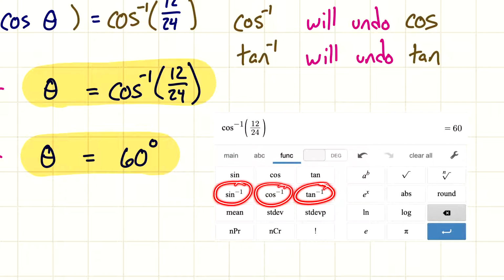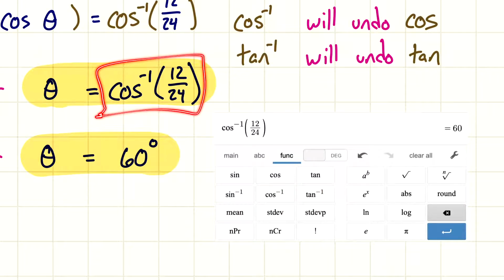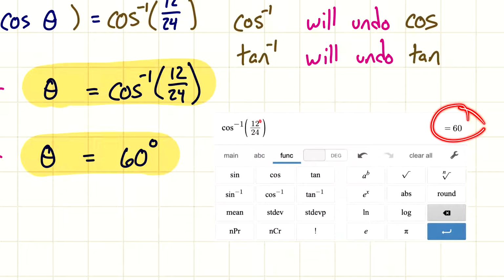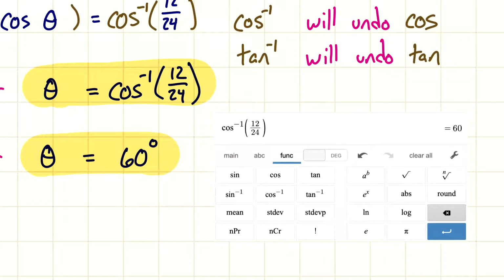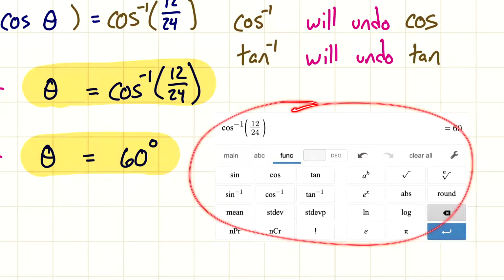And so all we need to do is type in our exact answer. So in this case, you'll notice I typed in inverse cosine. I just touched this button, and then it right away gave me the parentheses, and I put 12 divided by 24. Right, so 12 divided by 24. And as soon as you type that, you'll notice the answer appears at the other end. And that's it. Theta equals 60 degrees. So really the hardest part is just making sure you know how to use the calculator correctly.